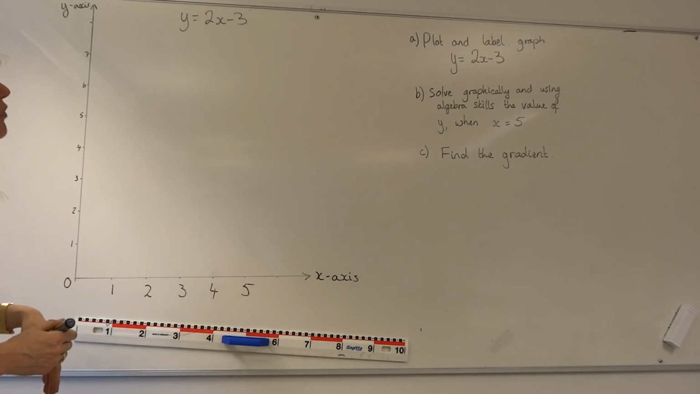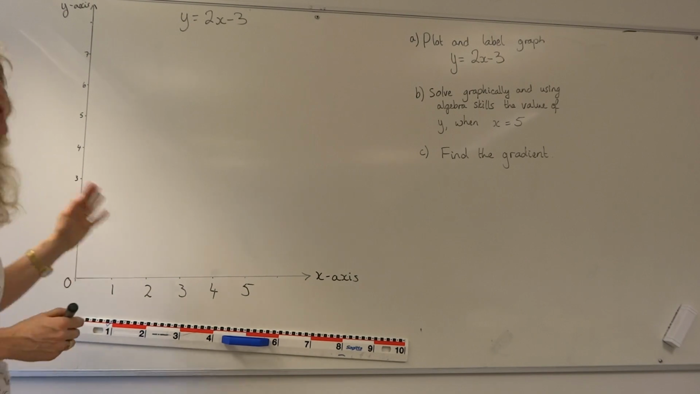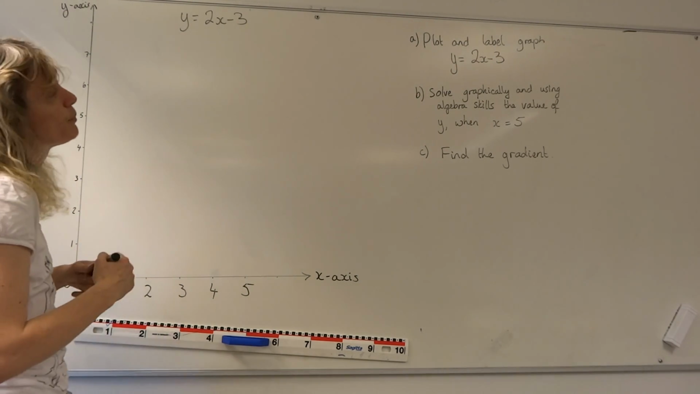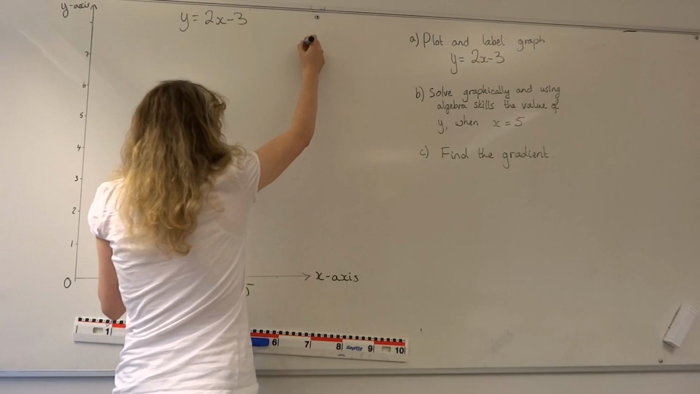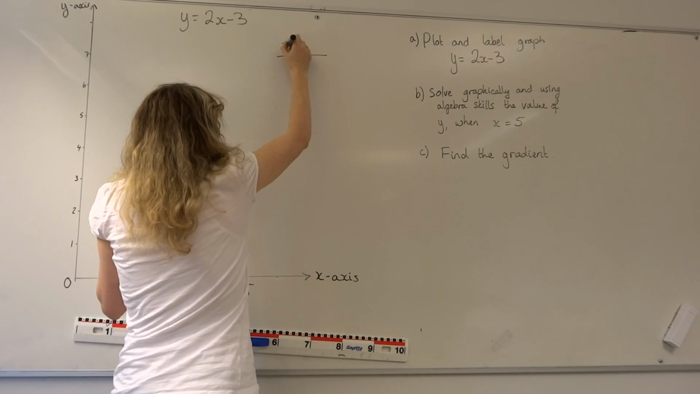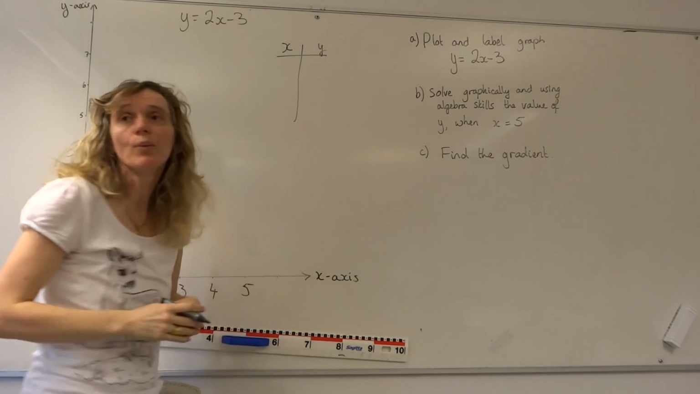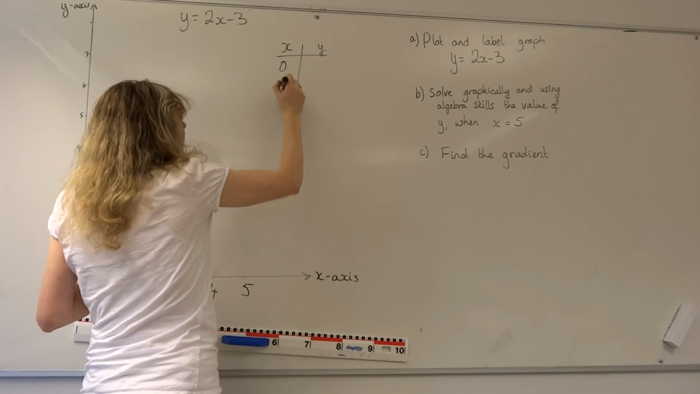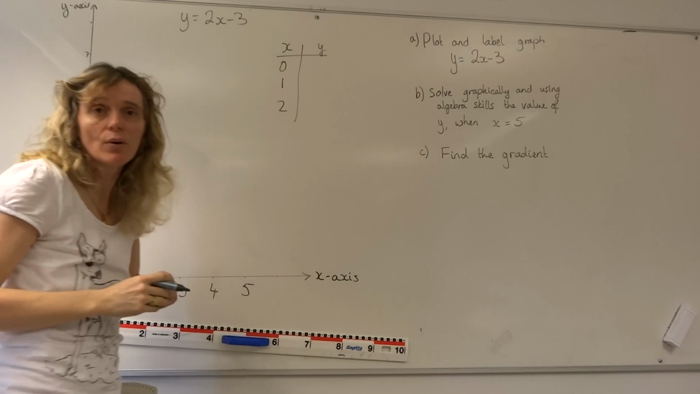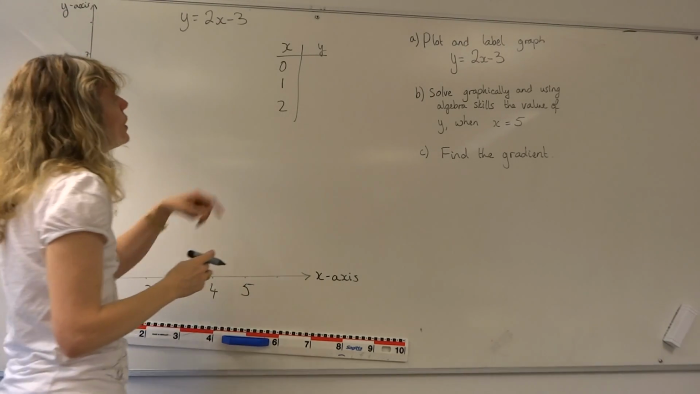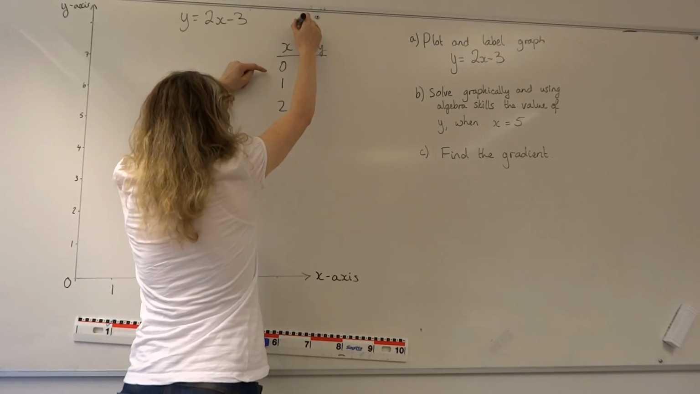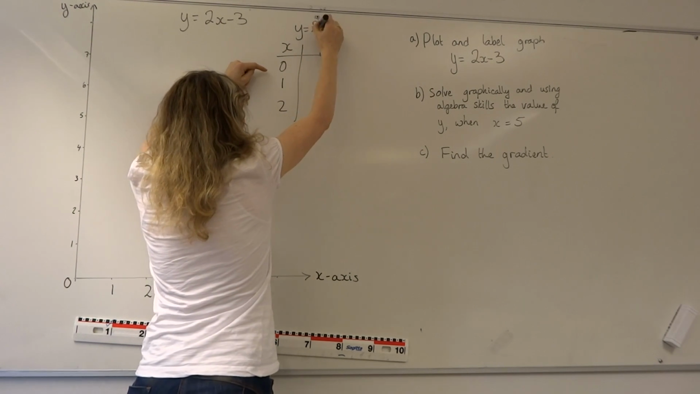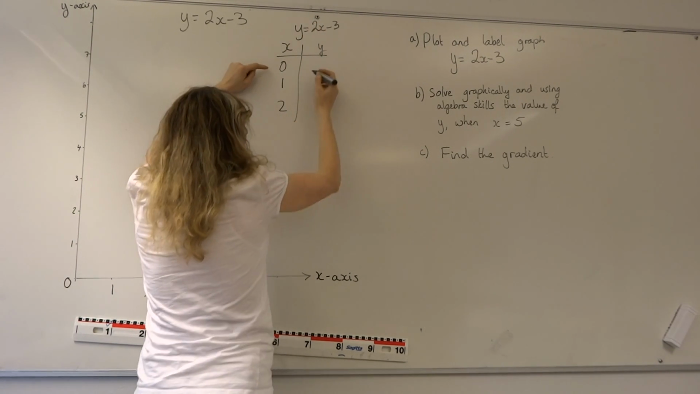Plot and label the graph y equals 2x minus 3. To do that, we take three really simple values of x and work out what y would equal for those simple values. Three typical simple values would be x is 0, x is 1, and x is 2. So we put the value into the equation y equals 2x minus 3.